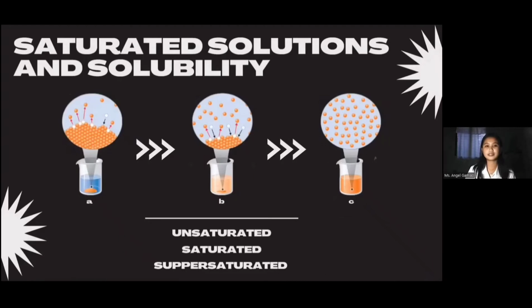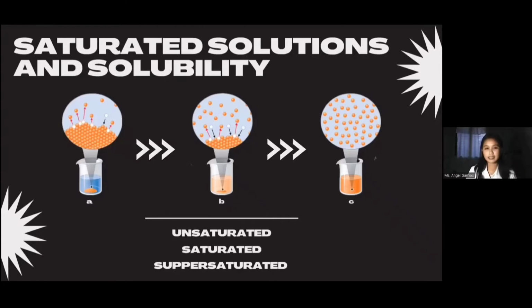Let us proceed to the saturated solutions and solubility. In Figure A, when a solid is added to a solvent in which it is soluble, solute particles leave the surface of the solid and become solvated by the solvent, initially forming an unsaturated solution. While in figure B, when the maximum possible amount of solute has dissolved, the solution becomes saturated. If excess solute is present, the rate at which solute particles leave the surface of the solid equals the rate at which they return to the surface of the solid.